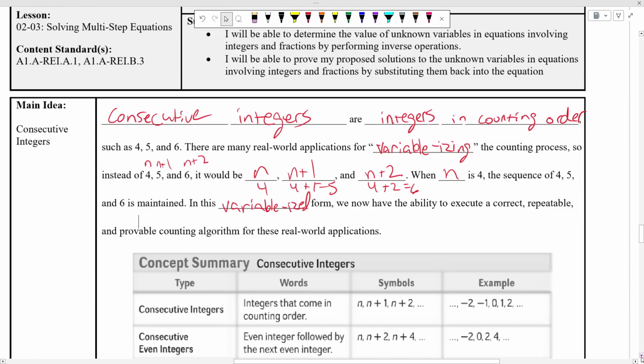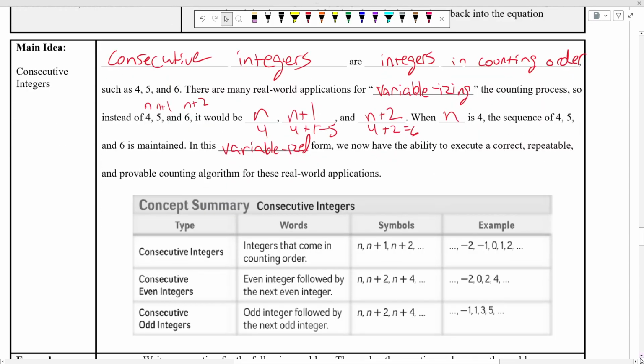With that said, here's a little reference table that I'll make brief mention of as we go through. There are really three types of consecutive integers. There's one where they're one right after the other, just plain old consecutive. I call this standard consecutive integers. They just come in order, and the next one over, and the next one over there.